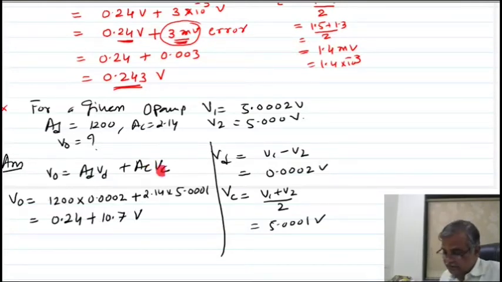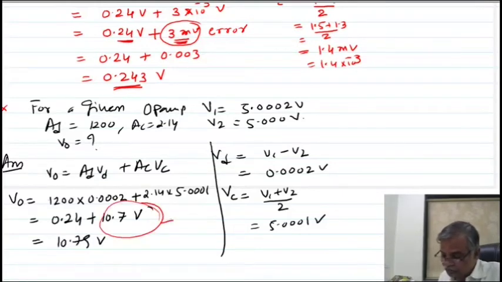You can see here, this is your error term. Due to the error term, you are getting a very large error, 10.7. Actually, your output should be only 0.24. But due to the common mode signal, you are getting this much error at the output. This error is too much. In the previous problem, error is very less. So in this problem, error is very large.